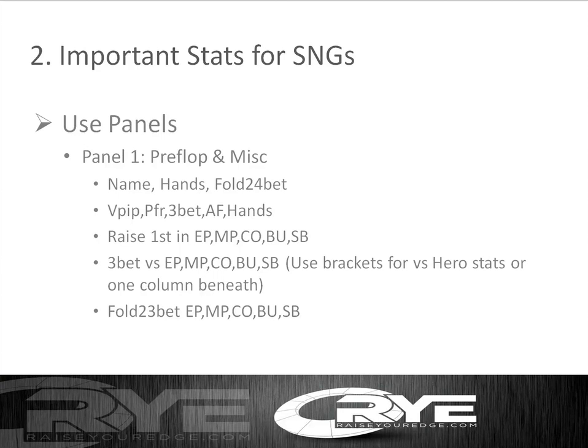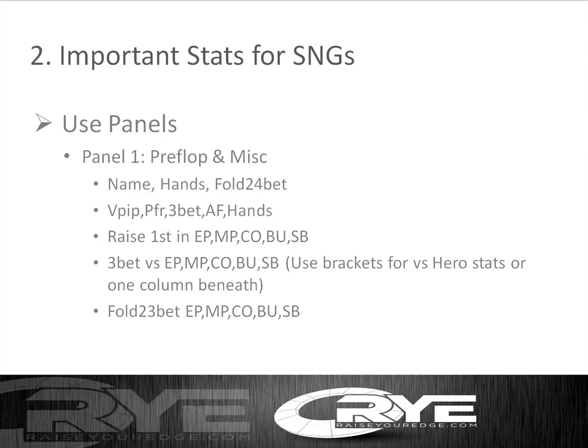In this case, we take the 3-bet stat against early position, middle position, cutoff, button and small blind. The versus hero stats are in brackets behind or on one column beneath. I will tell you later more about that. Then we have the fold to 3-bet stats for early position, middle position, cutoff, button and the small blind.